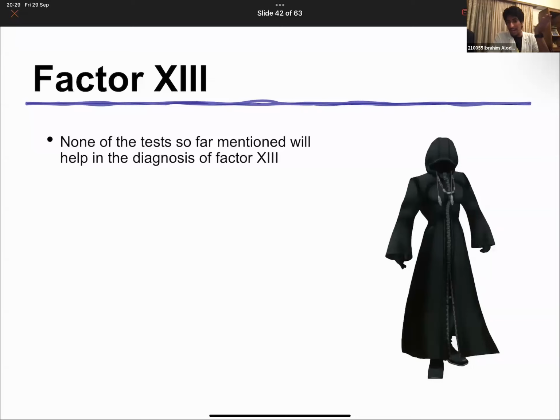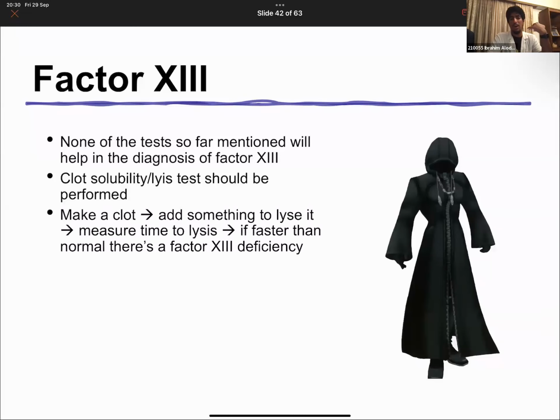So how do we test for factor 13? It's pretty simple, actually. We just do a clot solubility or a clot lysis test. All you do is make the clot, then add something to lyse the clot. You're going to have a normal patient, a control, something that you know is normal, and then you're going to have the patient sample.